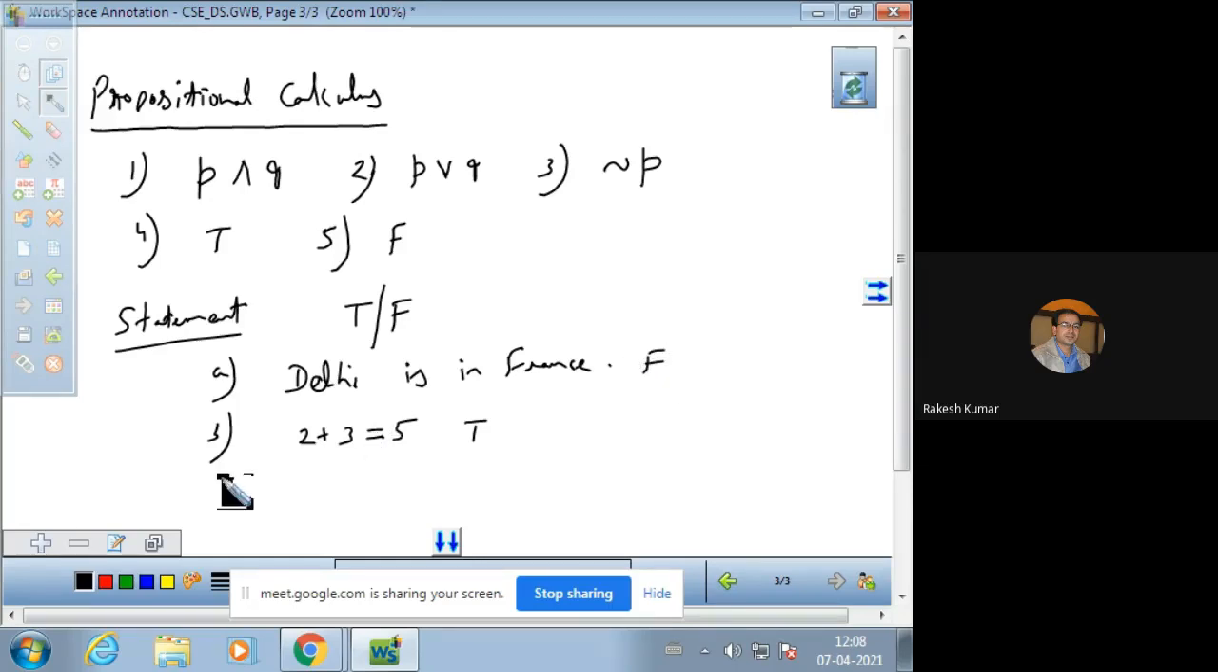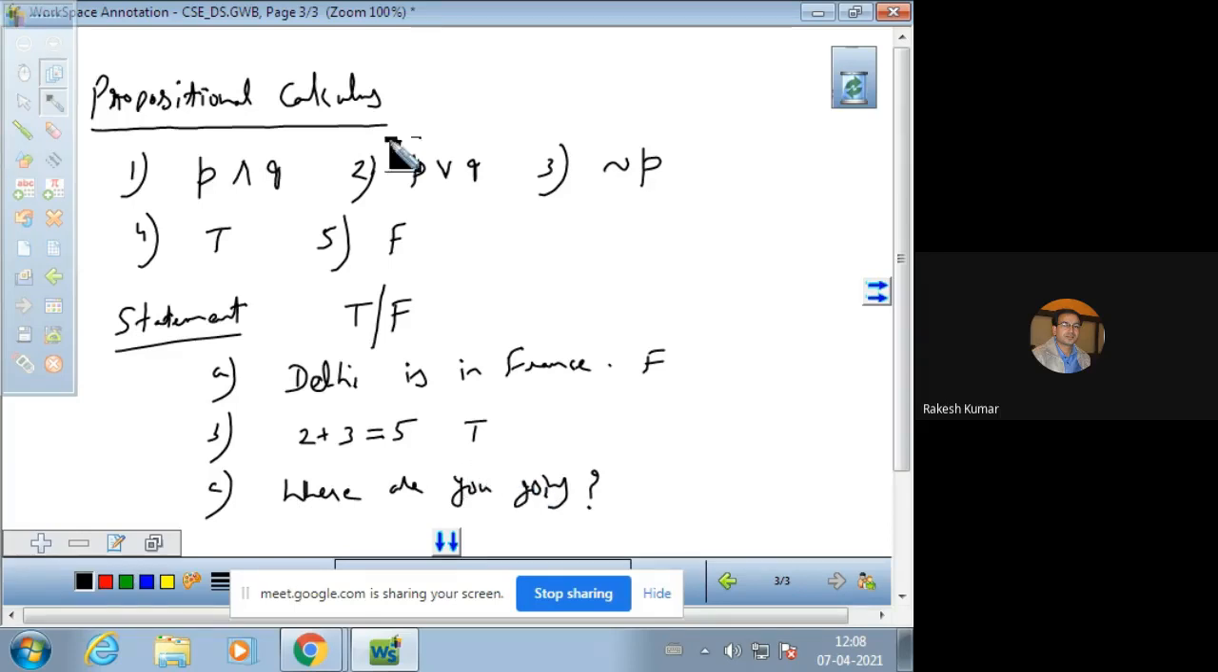Similarly, we can have a statement, where are you going? Just see, where are you going? This is very important. This is an interrogative sentence. Now, this is neither true nor false because we don't know where are you going. So this is actually a question. So we cannot say that this is a statement because it is neither true nor false.